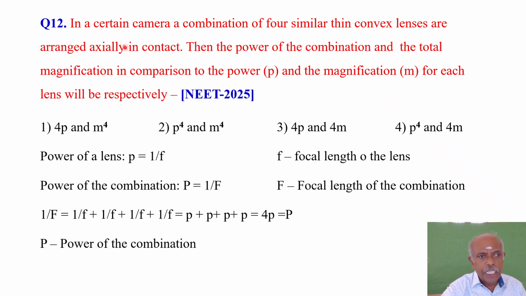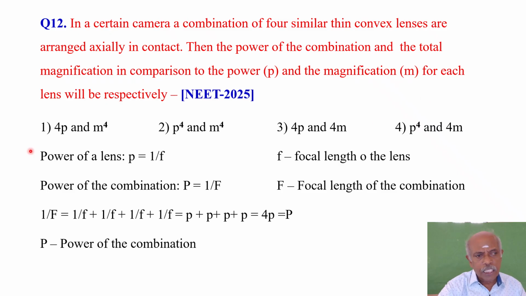In a camera, a combination of 4 similar thin convex lenses are arranged axially in contact. Then the power of the combination and the total magnification, in comparison to the power P and magnification M for each lens, will be respectively how much? Option A: 4P and M power 4. Option B: P power 4 and M power 4. Option C: 4P and 4M. Option D: P power 4 and 4M. These are all the 4 options.